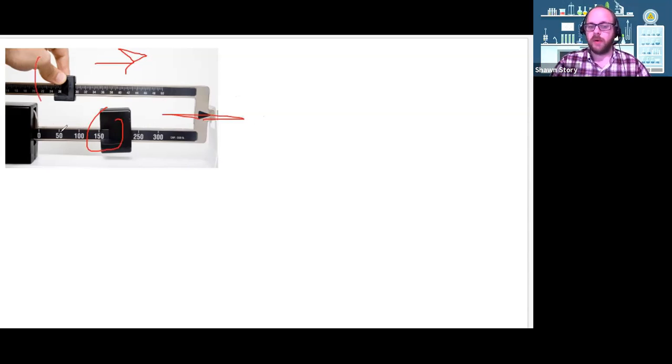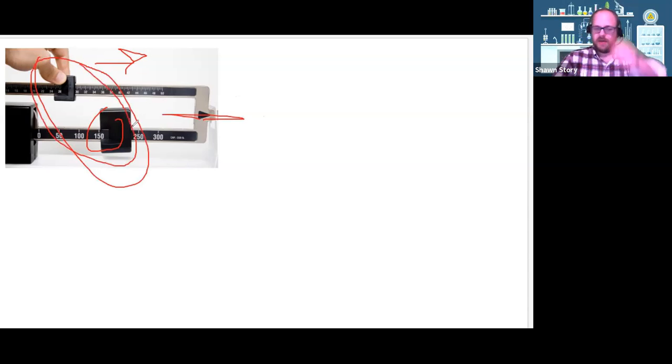And so we're moving these weights, adding them there, trying to balance the scale. Because what we're doing is matching, right? I'm adding weight to match that person's weight, and that's why it's balanced. I'm trying to figure out how much this person weighs, so I'm going to add weight to get to that number.